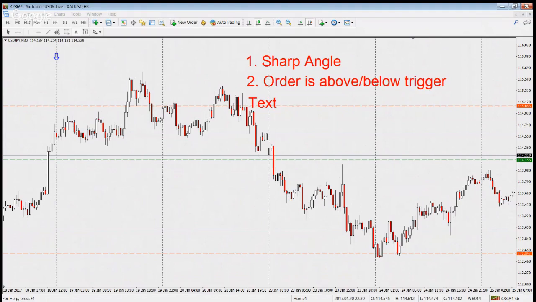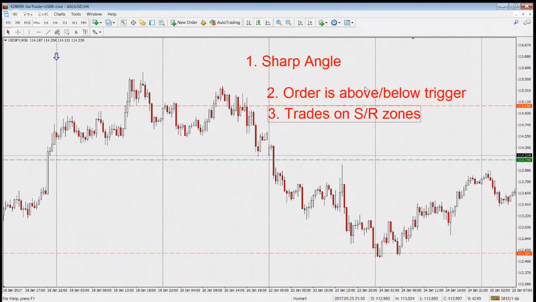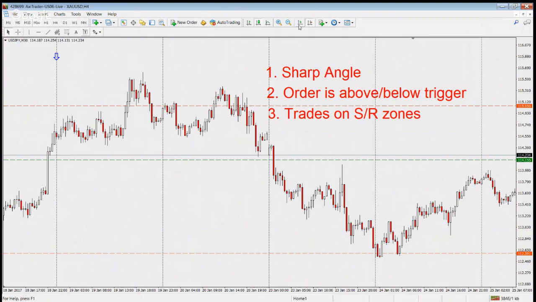Trades are on support and resistance zones, right? So there you go. That is kind of the idea here. You're only going to get a sharp angle if your trigger candle closes really strongly in the direction against the zone. In other words, it's really moving away strongly from the zone.